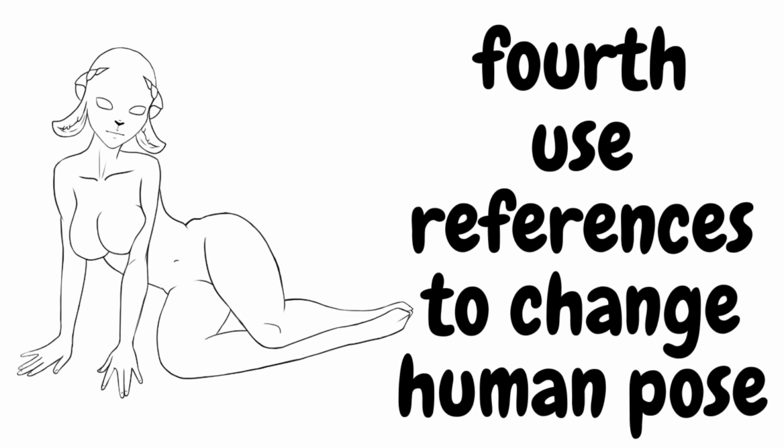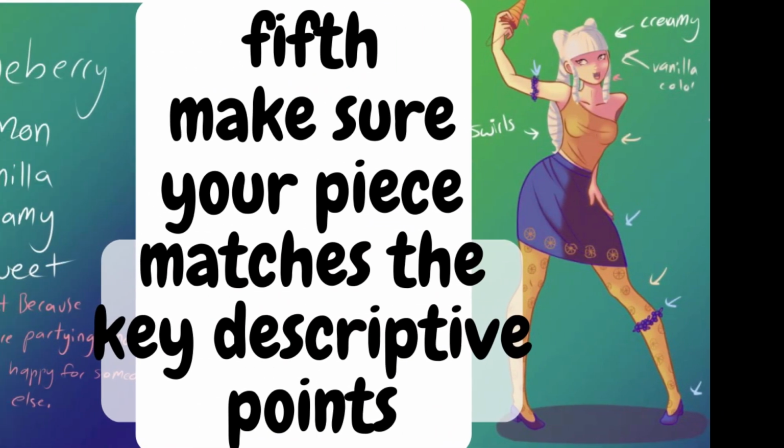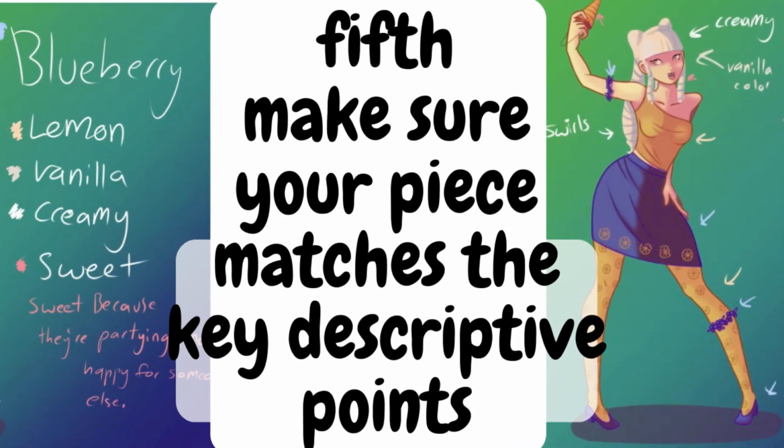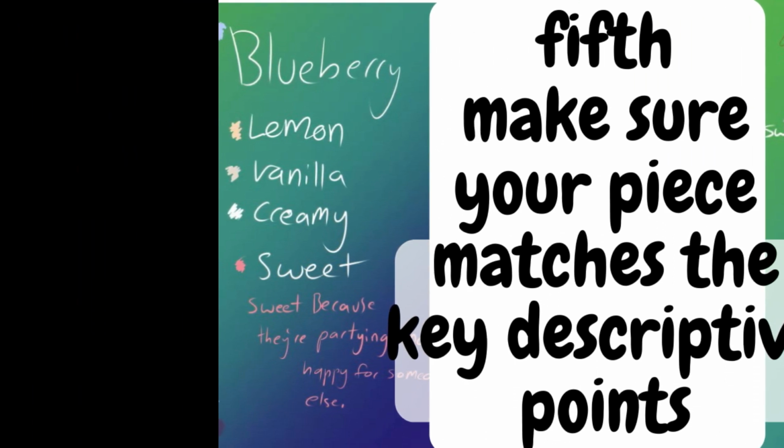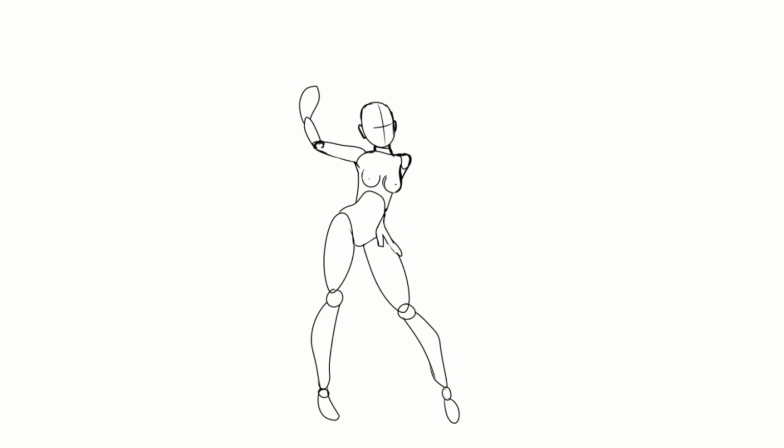Fourth, start using those references and the key points you made to change the human pose that you created. Fifth, make sure your piece matches those descriptive points. After you've finished your drawing, you want to go through and readdress all of those points you did and check that they follow what you wanted.